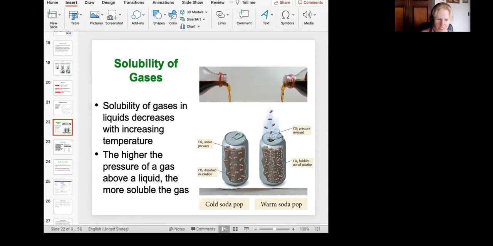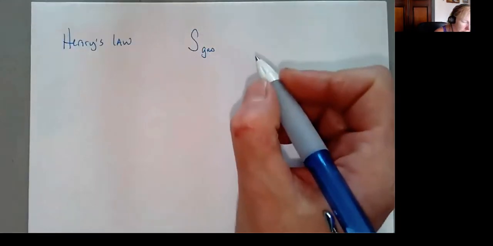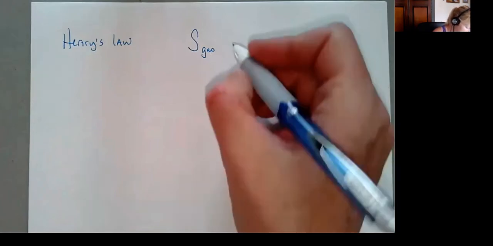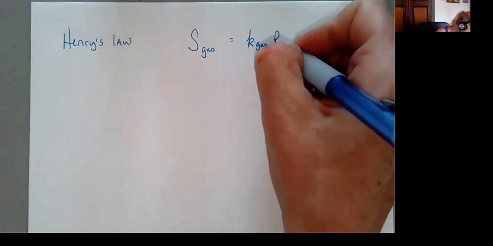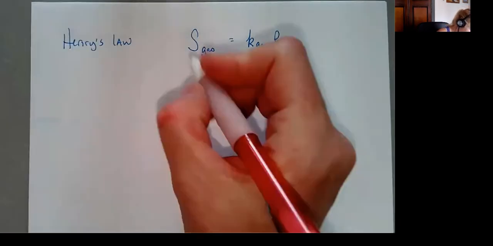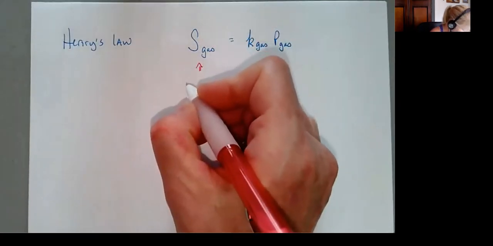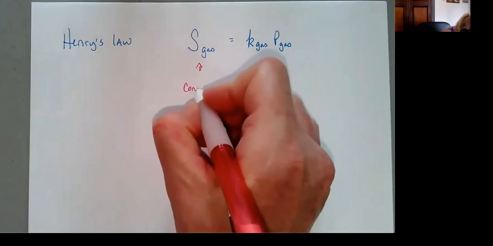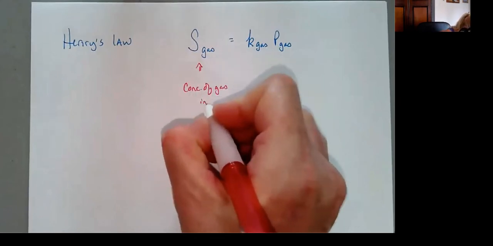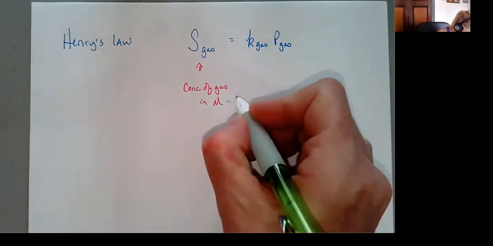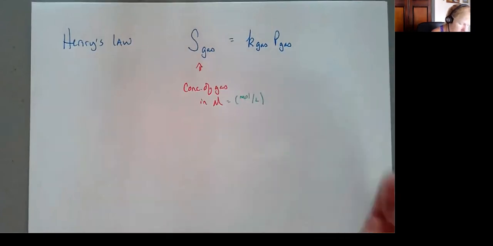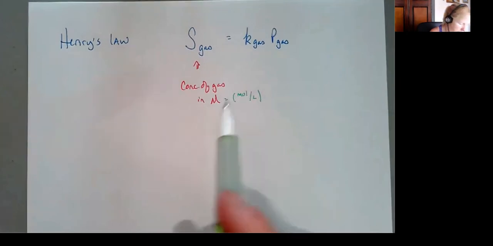That brings us to our first equation for this chapter, and this is called Henry's law, and it only applies to gases. S_gas = K_gas × P_gas. Big S, now we're not talking about entropy, this is a different big S. So let's define what these things are. This is the concentration of the gas in molarity, big M. Big M, remember, has units of moles per liter. So that's going to be my concentration of my gas in units of molarity.